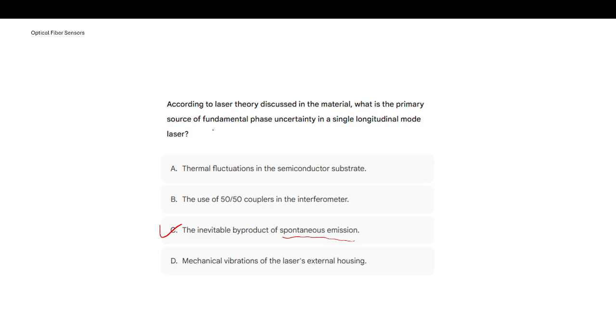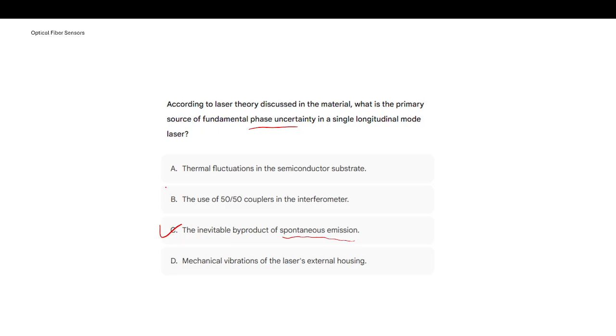what we discussed about this fundamental phase uncertainty. It will come as a random phase, and it will destroy our signal, which is generated by the stimulated light, stimulated radiation. So that's why we need to avoid this inevitable byproduct of spontaneous emission. We should avoid spontaneous emission itself.